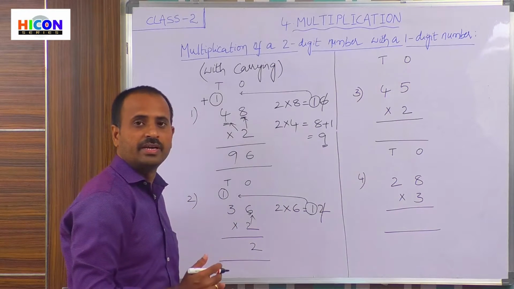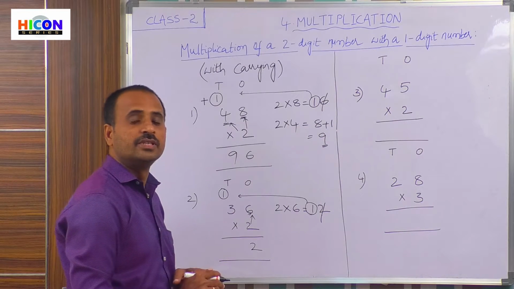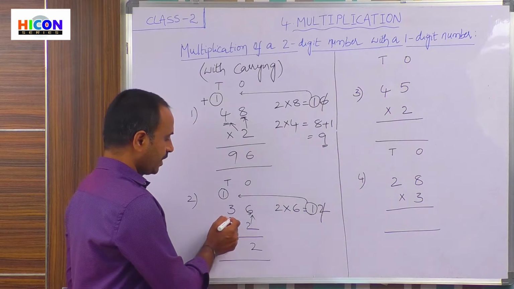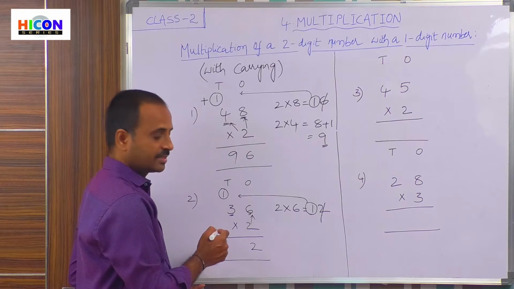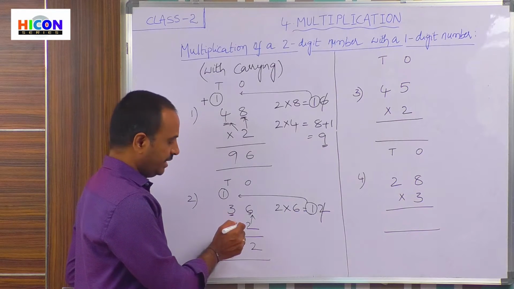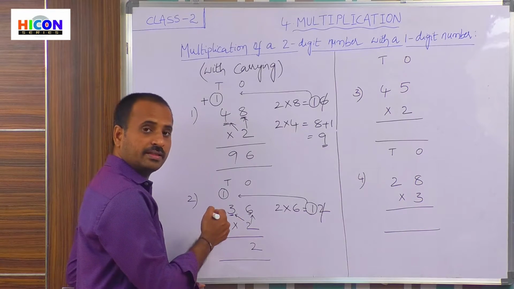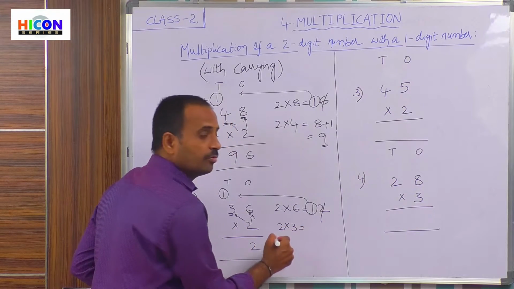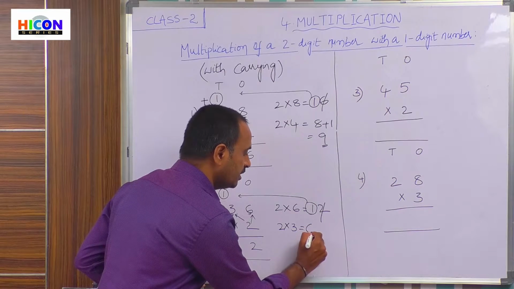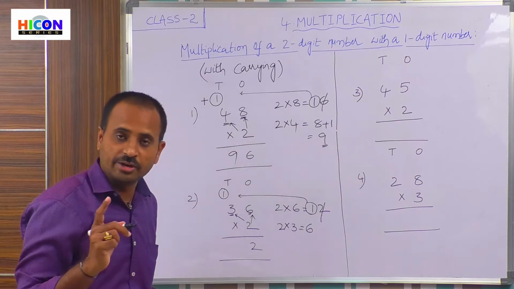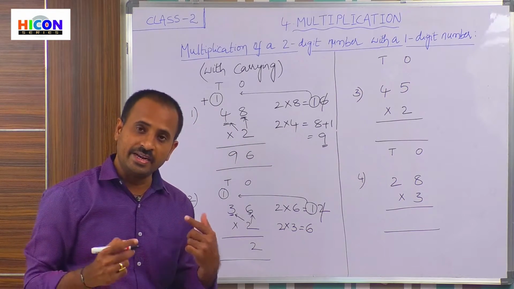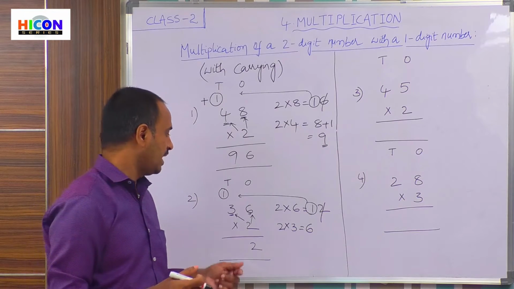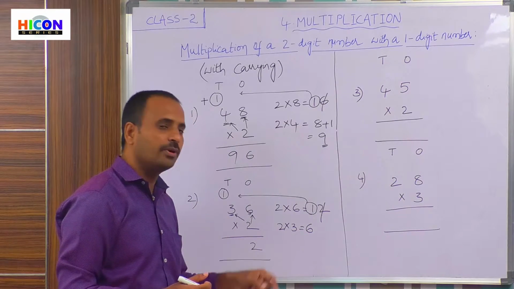Now do the multiplication with the tens place. Which digit is present in tens place? 3 is present in tens place. And multiply 3 with 2. That is 2 into 3. Children, how much 2 3 are? 2 3 are 6. And again, children, remember, if there is any carried number in that place, add that carried number to the product.